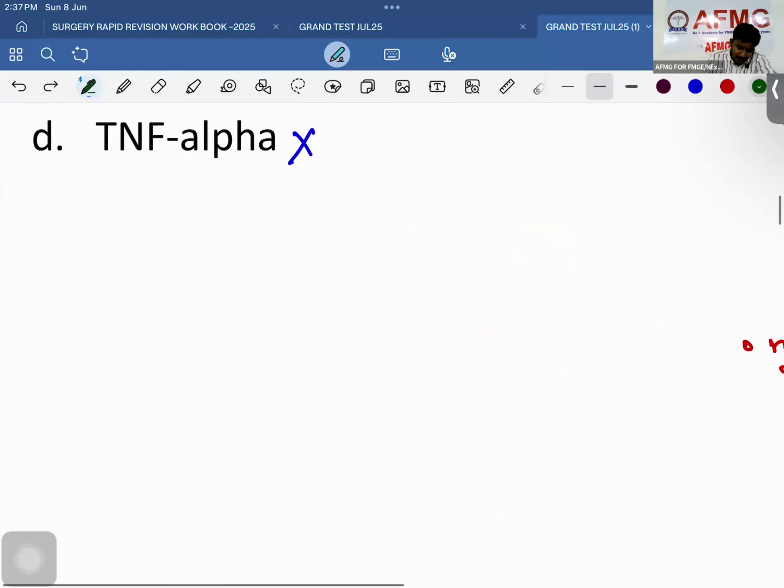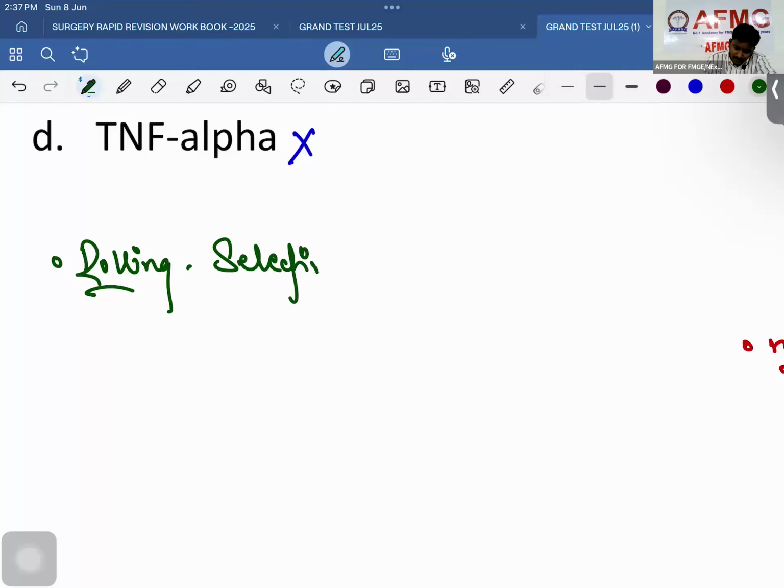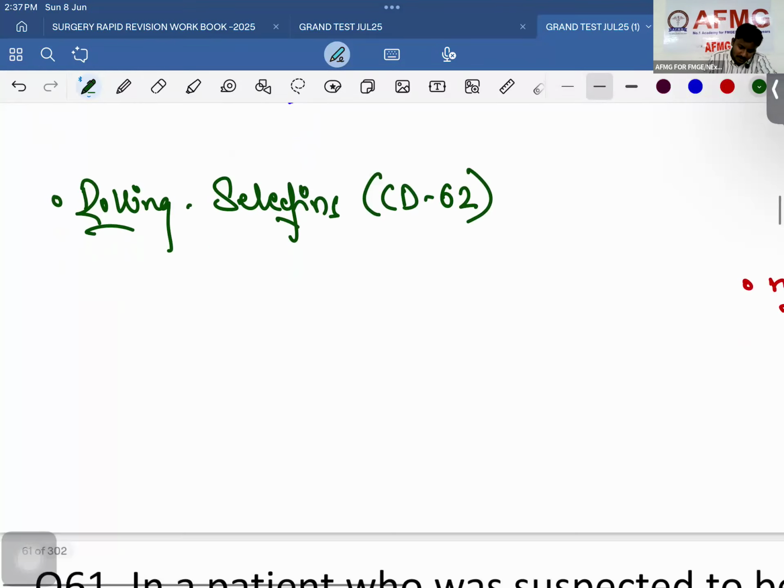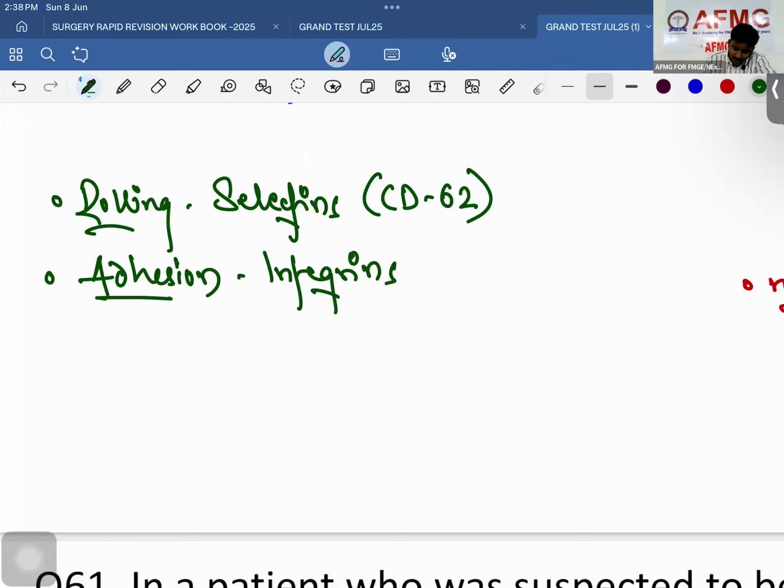If they ask, the first process we know is margination, the second process is rolling. Which molecules are responsible for rolling? Very good. Selectins are responsible for rolling. They are CD62 molecules. Next, there will be firm attachment, and that is called adhesion. Which molecules are responsible for adhesion? We know that integrins are responsible for adhesion. And integrins are nothing else but ICAM-1 or VCAM-1.